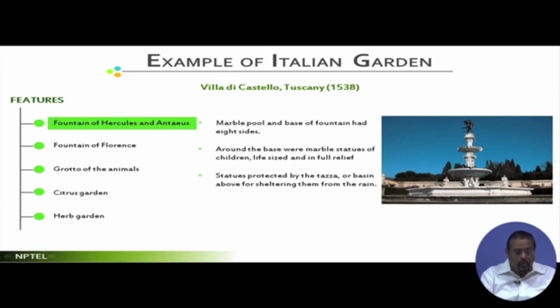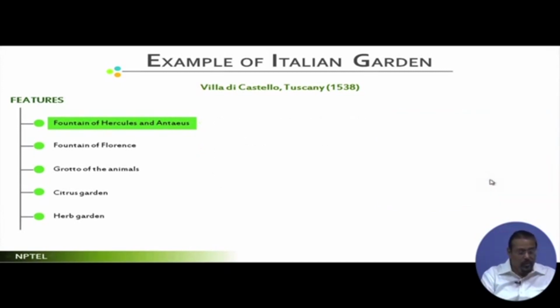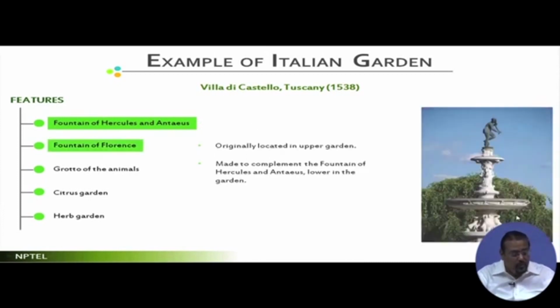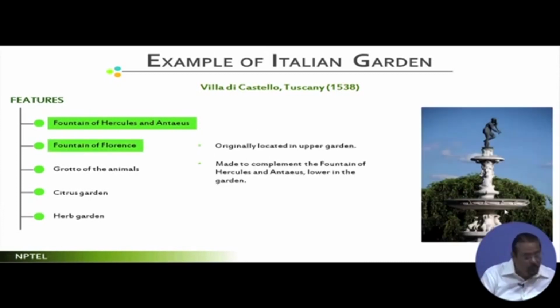And around the base also we have the marble statues, and this is the basin in which the water is to come in, and that is to flow down to the different places. In the fountain of Florence, this was located at the upper garden. This is almost like to emulate or complement the fountain of Hercules and Antiochus.